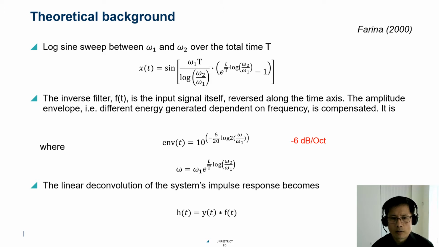However, since it's a logarithmic sweep, we need to calculate the envelope as shown in this equation, and this envelope has to be compensated for. And once this compensation is done, then we can get the impulse filter f(t), and the output impulse response function, or the system impulse response function, can be calculated by convolving the output signal y(t) with the impulse filter f(t).